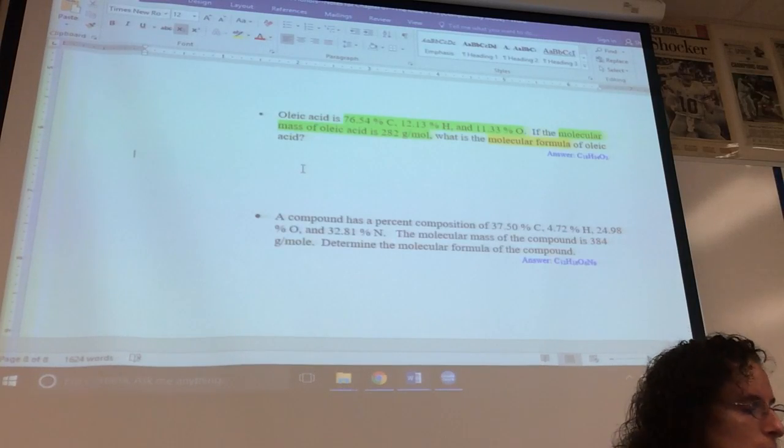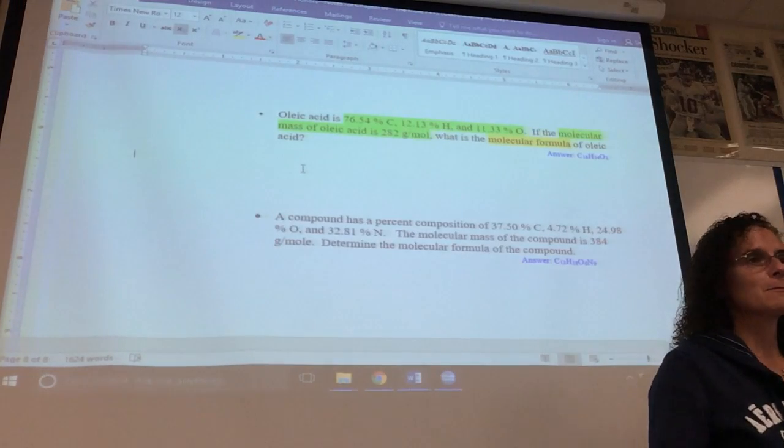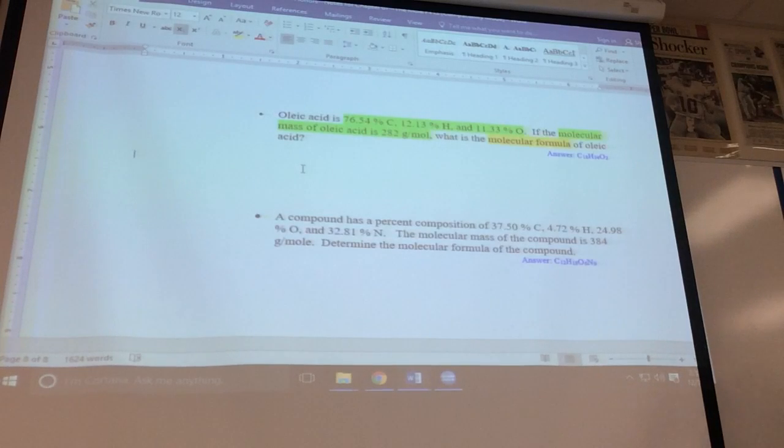Your goals today were to understand empirical formula and molecular formula. What they are, how to determine them. This problem, like the one we just did, or especially the last one in your notes, is worth 10 points on your semester exam, and you'll see at least 15 points of this, if not 20, on your next test.